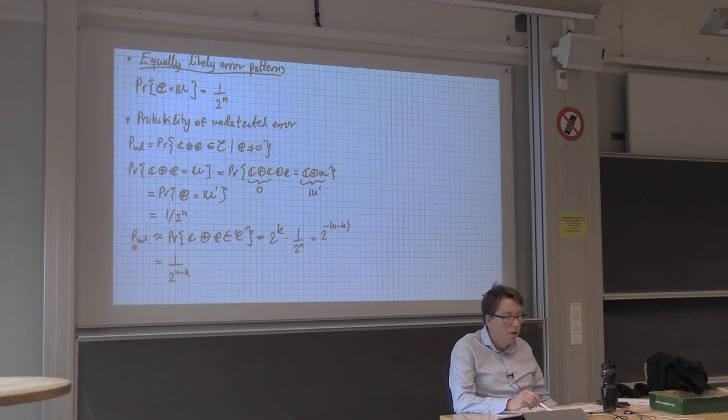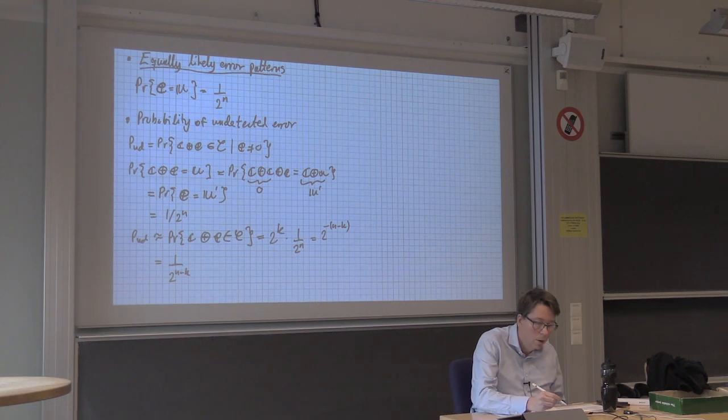Okay, so the probability of undetected error for the model where we have equally likely error patterns is very simple. It's 1 over 2 to the power of n minus k. So what is n minus k? Well, n is the length of the code word, and k is the length of the information word. So n minus k is actually the number of check bits. Okay.